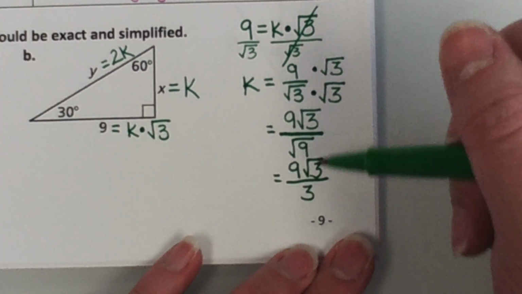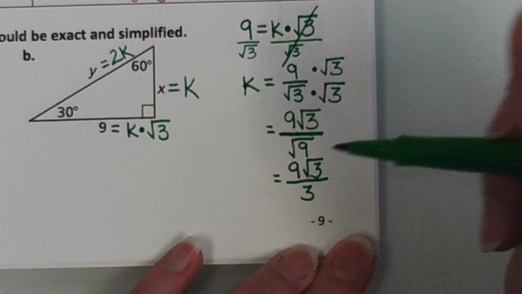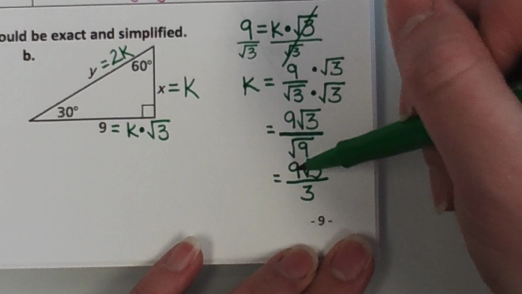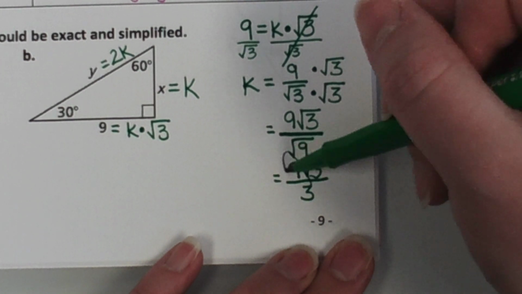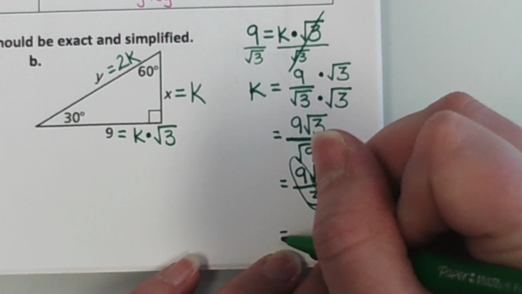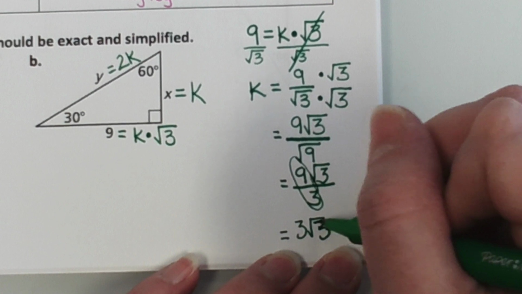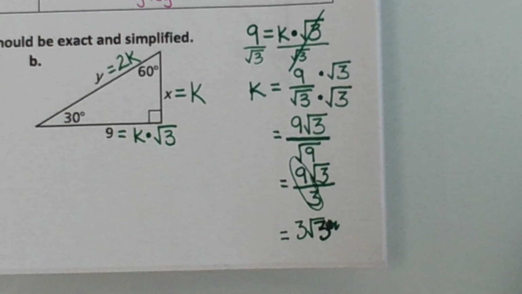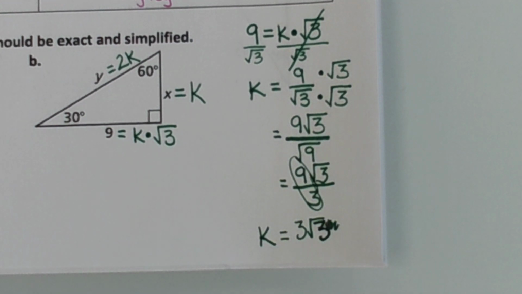Can I simplify further? Yeah. Square root of 3 doesn't simplify, but I've got two numbers here that are not in a square root, and they're in a fraction. 9 over 3, both divide by 3, giving me 3 square roots of 3, technically over 1. But do I need over 1? No. k is 3 square roots of 3.